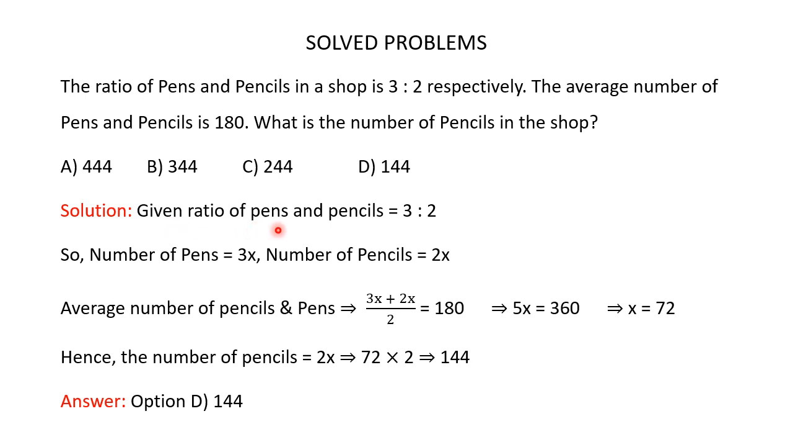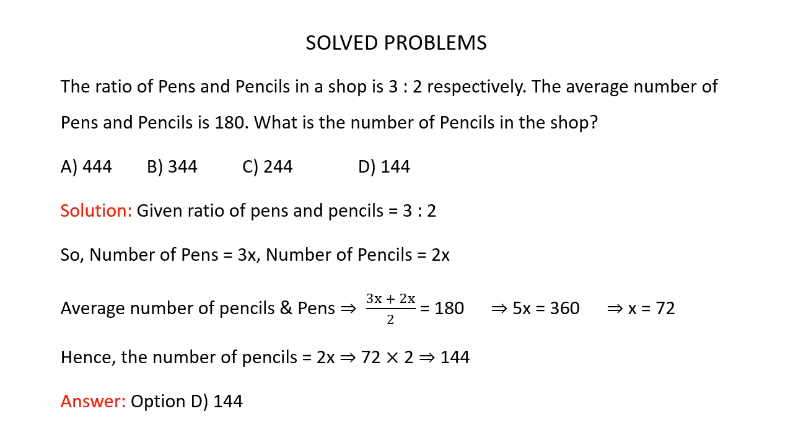Now it's given that the ratio of pens and pencils is 3 is to 2. So the number of pens is 3x and the number of pencils is 2x. It's also given that the average number of pens and pencils is 180. So the average is (3x plus 2x) divided by 2, which is equal to 180. On solving we get x is equal to 72.